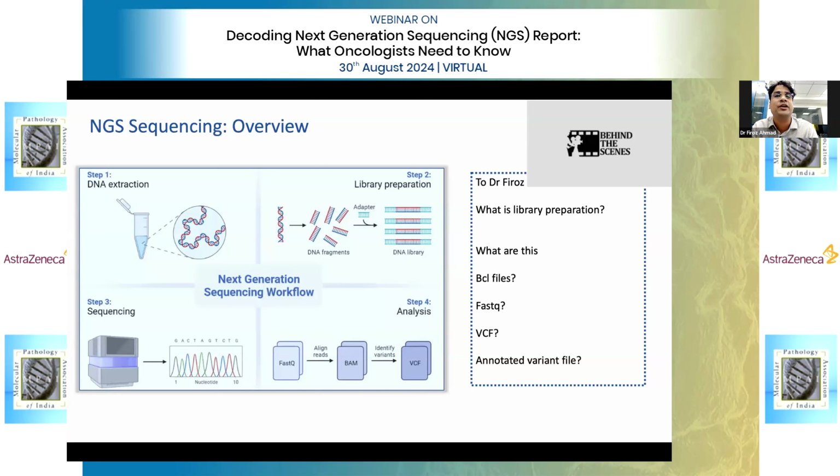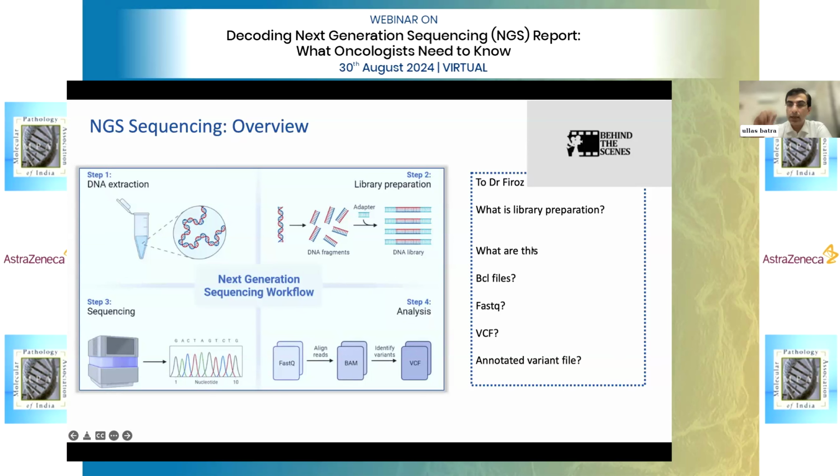And once you have the variant file, you will do a tertiary analysis wherein you will try to understand the significance of these variants, whether it is clinically relevant, whether it is reported, whether it is a very novel variant. This is what we call annotation. So you annotate the variant and then you do the analysis.